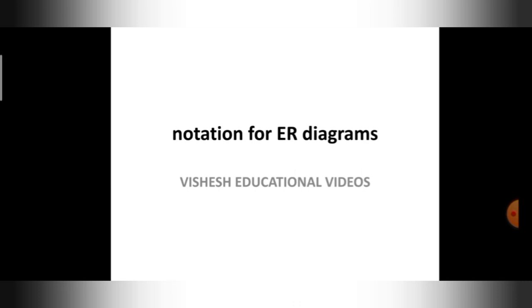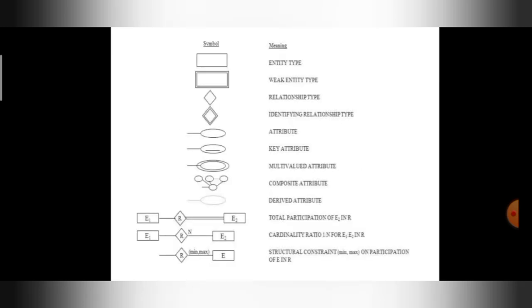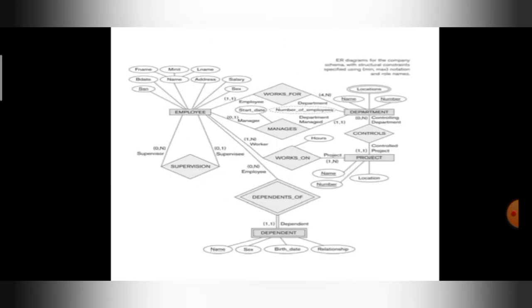So let me begin the explanation of notations. To write an ER diagram, I have to use different notations for different objects. So this is an example of an ER diagram of a company database. This ER diagram contains some entities, some attributes, some relationships. I'm going to discuss each notation in detail.